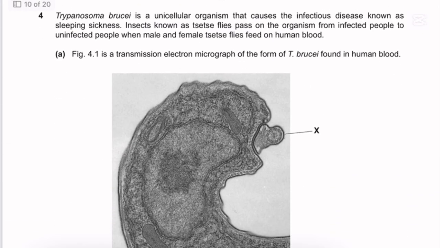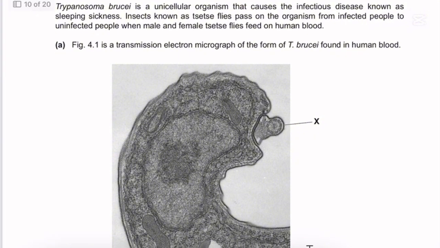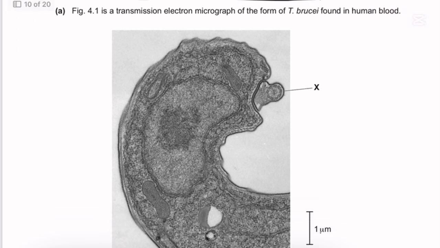Now this brings me on to 4. Trypanosoma is a unicellular organism that causes an infectious disease known as sleeping sickness. Insects known as flies pass on the organism from infected people to uninfected people when male and female flies feed on human blood. Just like a mosquito, okay? And you can see that it is a transmissible disease. Now it's in a transmission electron micrograph of the organism found in human blood.